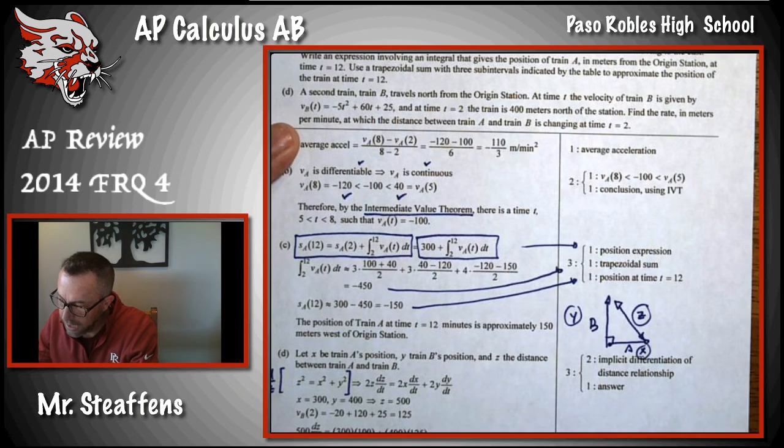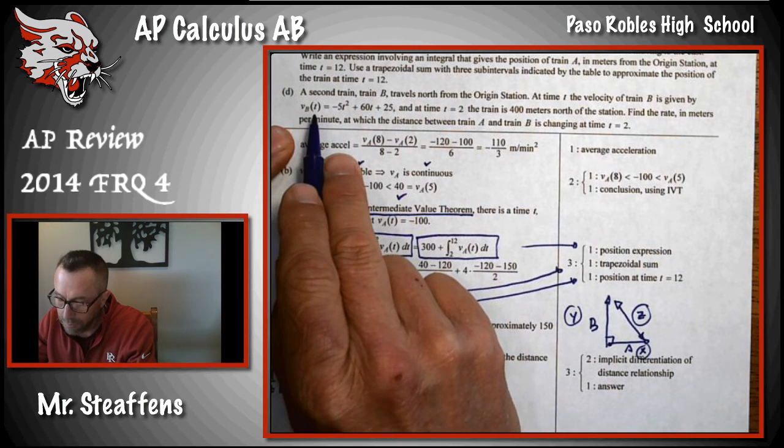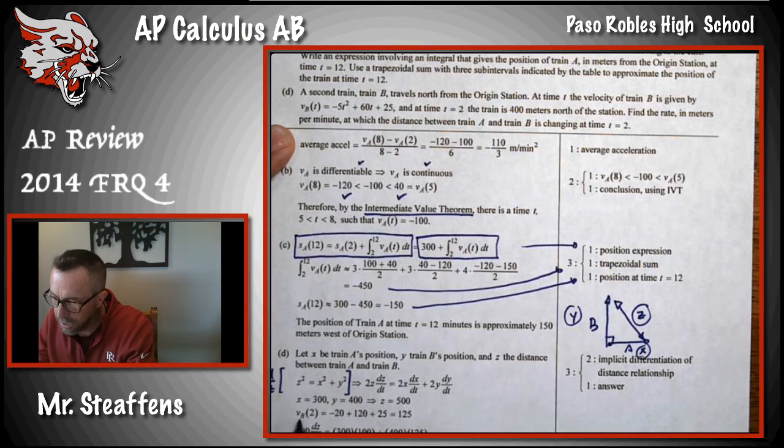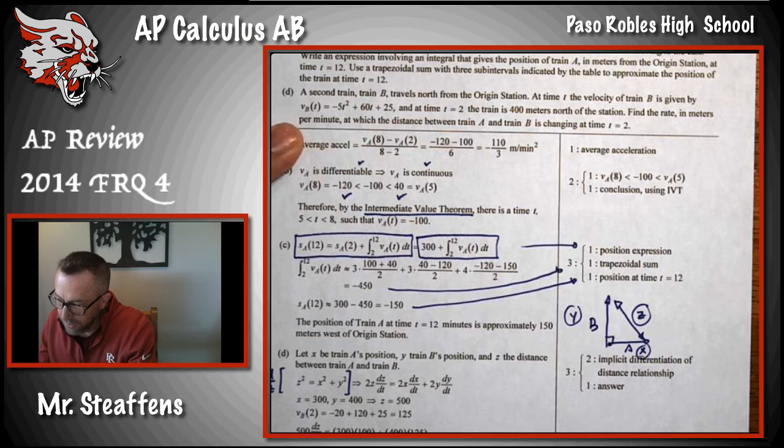dy/dt I can get straight from my equation. They gave me this big giant formula for the second train. If I plug in a 2, the velocity at 2 is worth, sorry, positive 125, so I put it in there. So now all of my information is filled out except for dz/dt, which is what I'm looking for. So I'm going to solve this, divide by the 500, and I get 160 meters per minute.